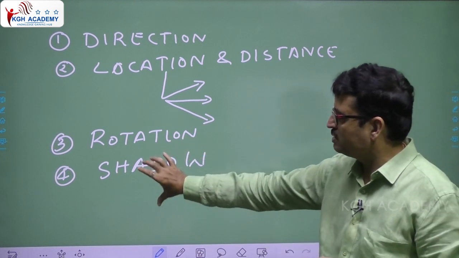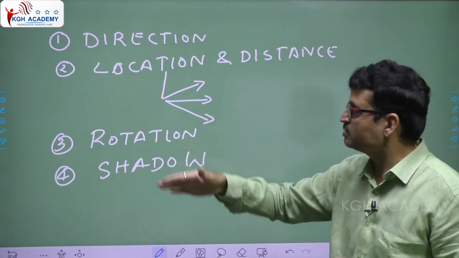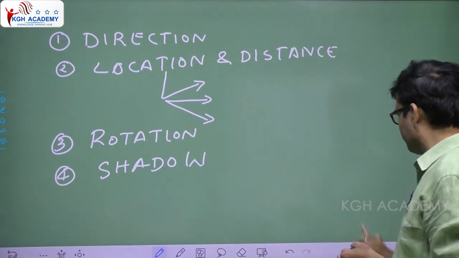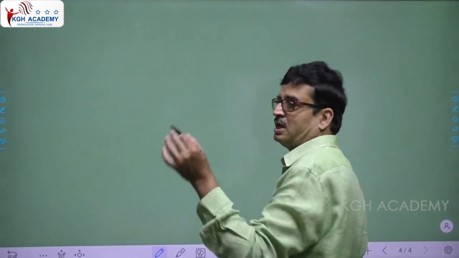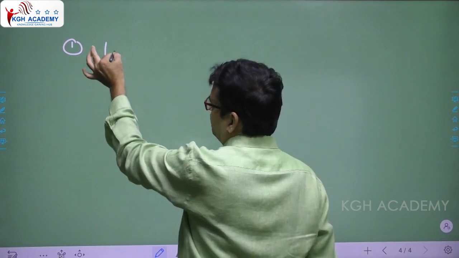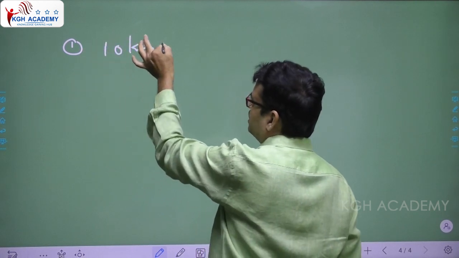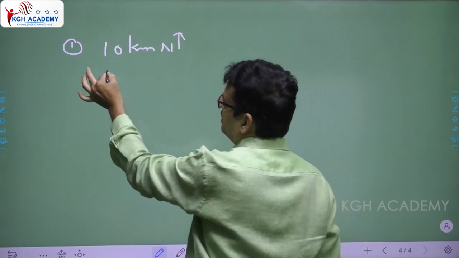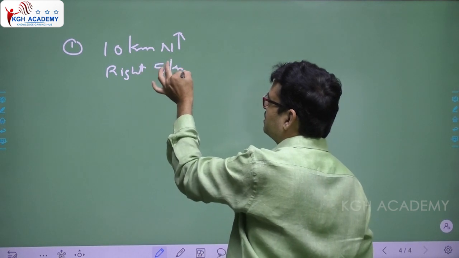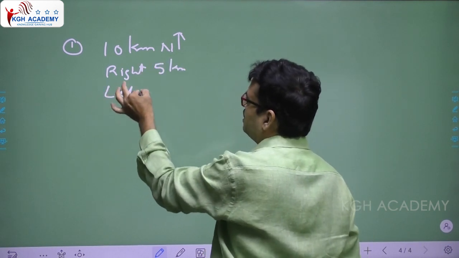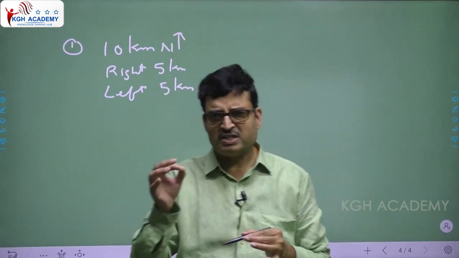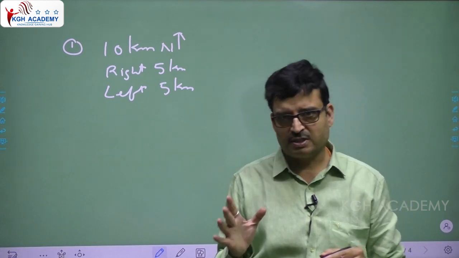Now, if you take this shadow model, we'll discuss it with the help of questions. Now let us discuss this. Clear? Direction model. Say, for example, I give you a question like this: a person traveled 10 kilometers north. Then he turned right and traveled 5 kilometers. Then he turned left and traveled 5 kilometers. Now which direction is he facing? Of course, a very simple question I gave you.